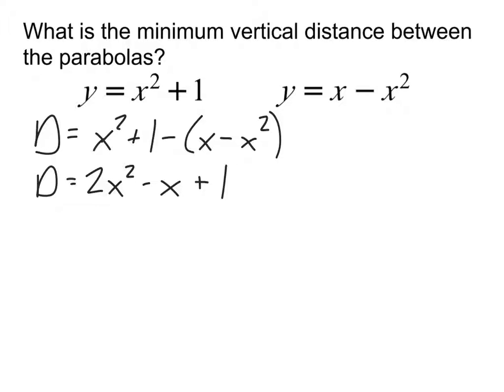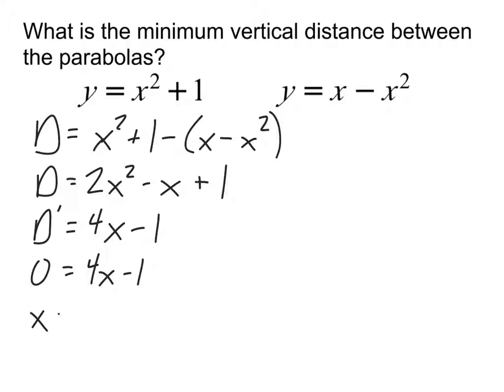If I want to find the minimum, then I can go ahead and find the derivative and set it equal to 0. So I'm going to go ahead and now find out what d prime is. So we take our derivative, that gives me 4x minus 1. I set it equal to 0 because I want to know where that minimum actually occurs. And so we end up finding here that x equals 1/4.